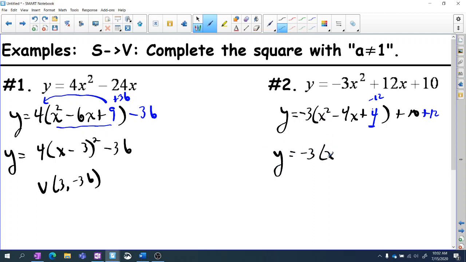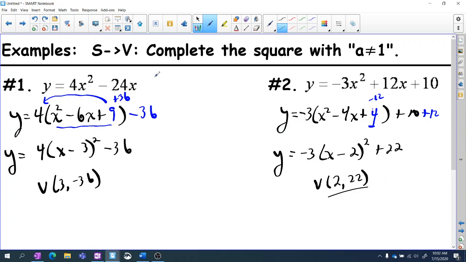Square root of the first, sign from the middle one, square root of this one, which would be 2, squared, 10 and 12 is 22. Opens down, stretch factor of 3 with a vertex of 2, 22.